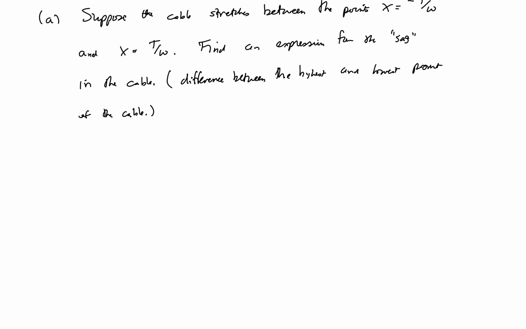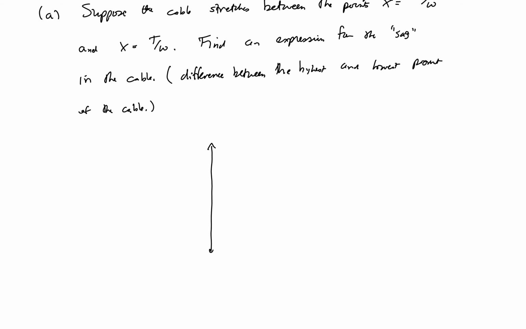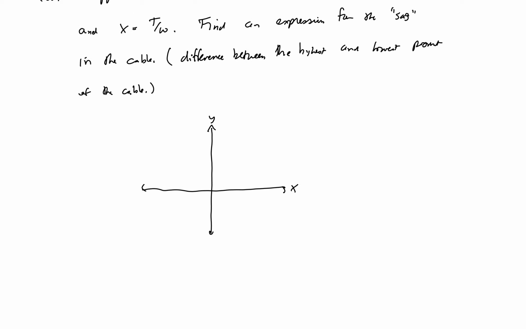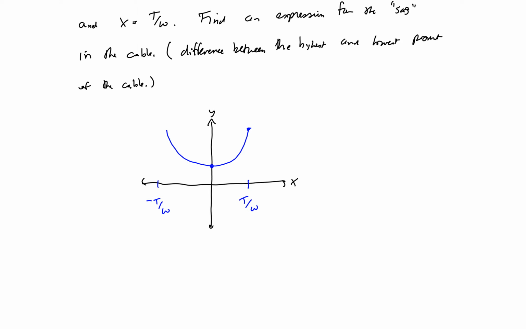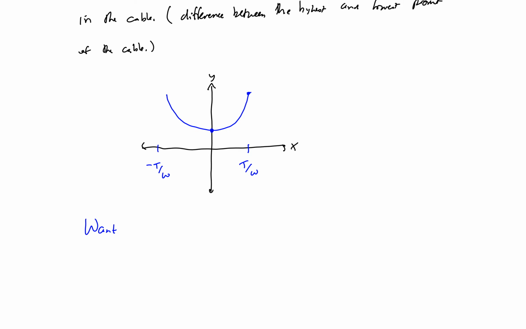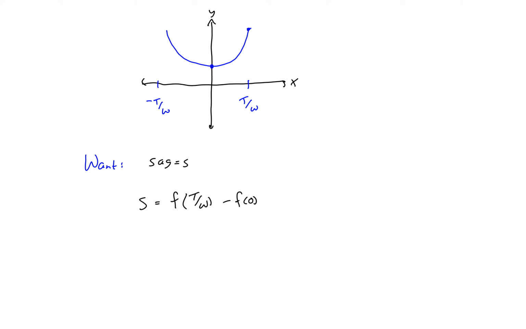Well, if we think back to what our hyperbolic cosine function looked like, remember it looks something like this. So its highest point should be over here at the edges, and its lowest point should be there at 0. So for our sag, let's call the sag S. S should be f(T/w) minus f(0).